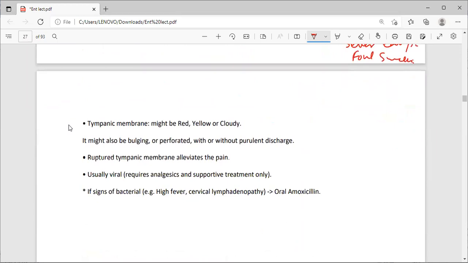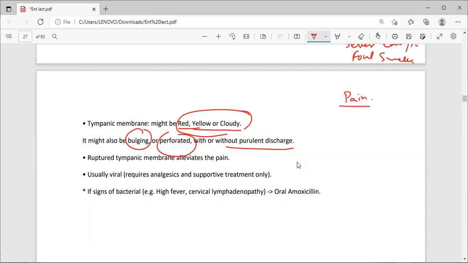Now, the tympanic membrane might be red, yellow, or cloudy. This is very important. Red, yellow, or cloudy. It may be bulging, perforated, or without purulent discharge. Now, if the patient presents with pain, and you see the tympanic membrane bulging, this means that there is acute otitis media in the middle ear.